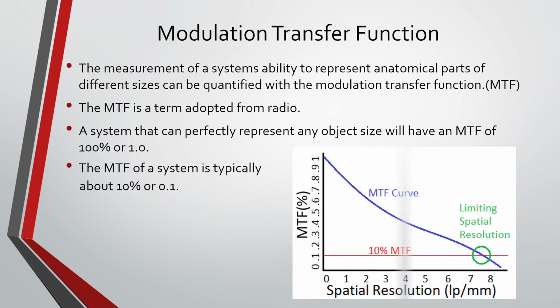Most systems have an MTF of about 0.1, and there's a curve that goes along with it. So we say the spatial resolution of the system, how well we can see. We take the MTF value and follow where it falls off, and we draw it out. It's about 10%. About the 10% mark is where we draw the line, and that's the limiting spatial resolution of the system. This is the smallest that the system can represent. As object size gets smaller, how well does the system represent it?